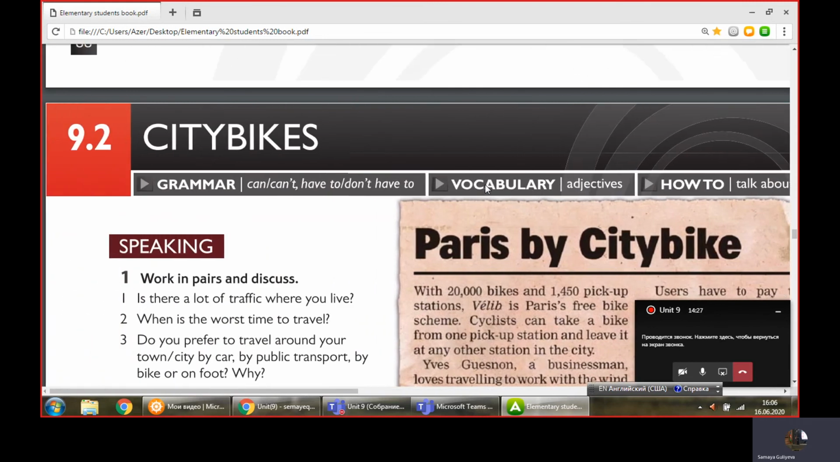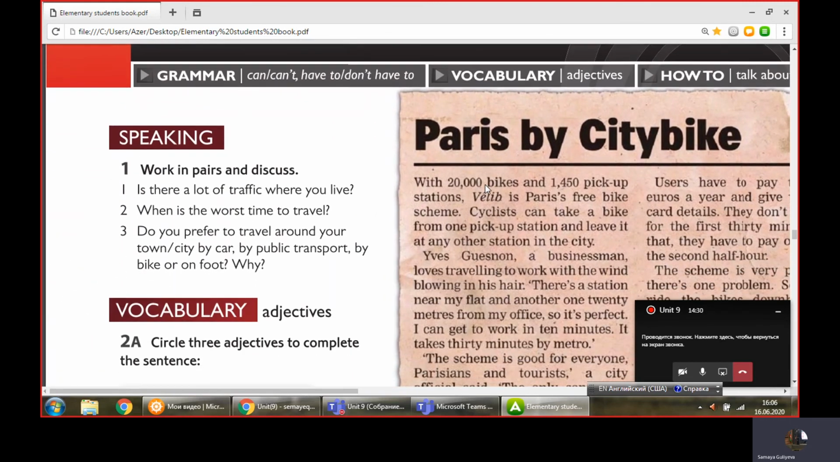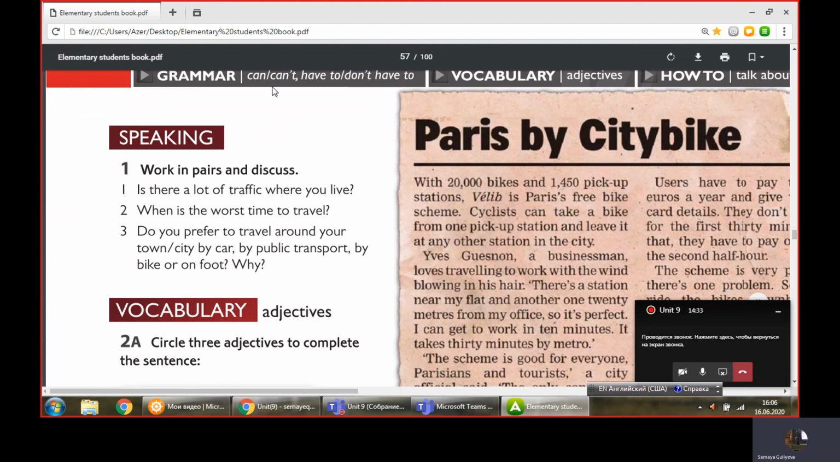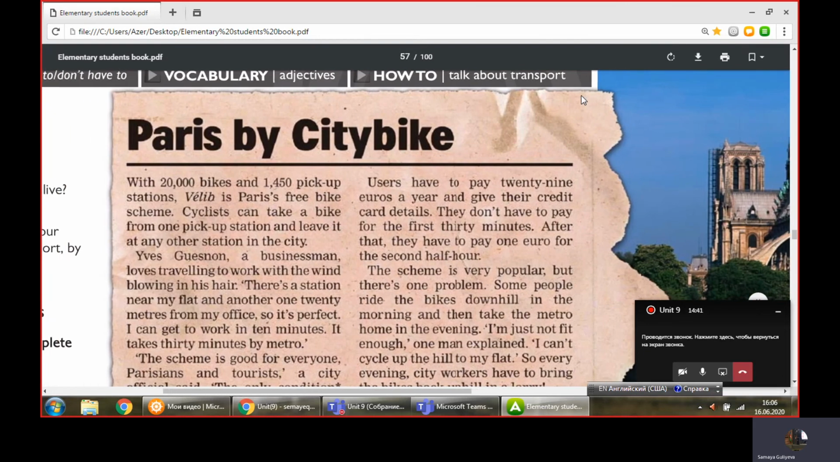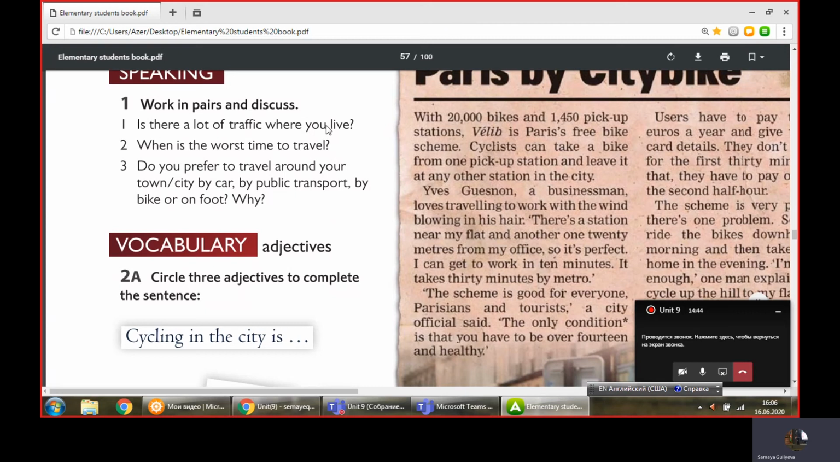So let's talk about transport. In this part we'll talk about can, can't, have to, don't have to, and adjectives. Work in pairs and discuss. Here you see three questions. Get your answers ready and answer these questions. Is there a lot of traffic where you live? When is the worst time to travel? Do you prefer to travel around your town or city by car, by public transport, by bike, or on foot, and why?